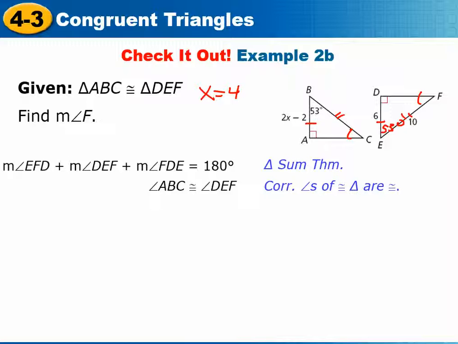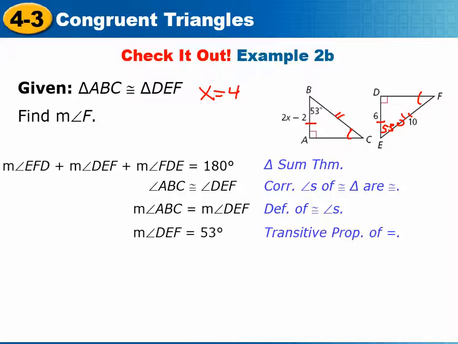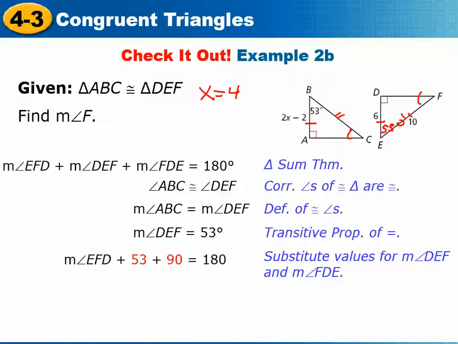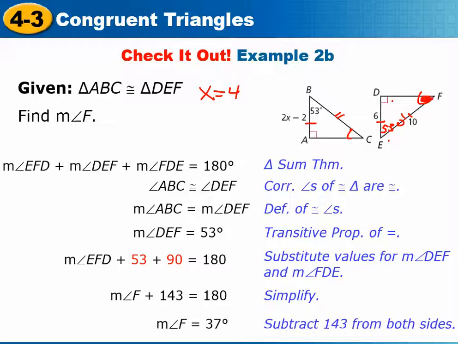corresponding angles of, this is CPCTC right here. Angle ABC is congruent to angle DEF. Yep, already got that on there. So that's equal to 53. Okay, and then we now know that 53 plus 90 plus whatever this is going to equal 180 degrees. And then we just take 180 minus 143 to get our solution.